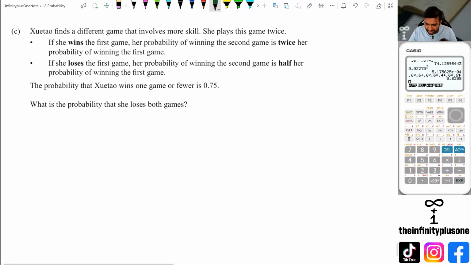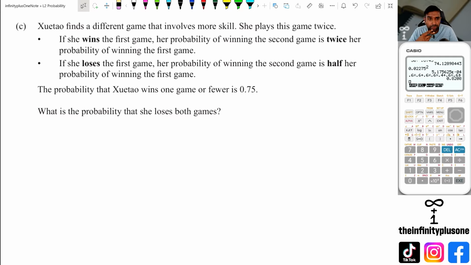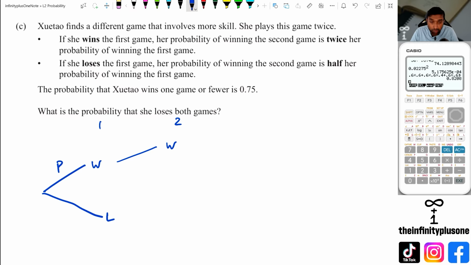Okay, next one. All right, so with this question, what we've got is, I don't know what it is, I'm just going to put this up here. So we've got P as the probability, which is going to be winning the first game. So this is going to be the first game. She wins it. So win, loss. Then the second game that she's going to win is going to be 2P. Yep, that's going to be 2P.